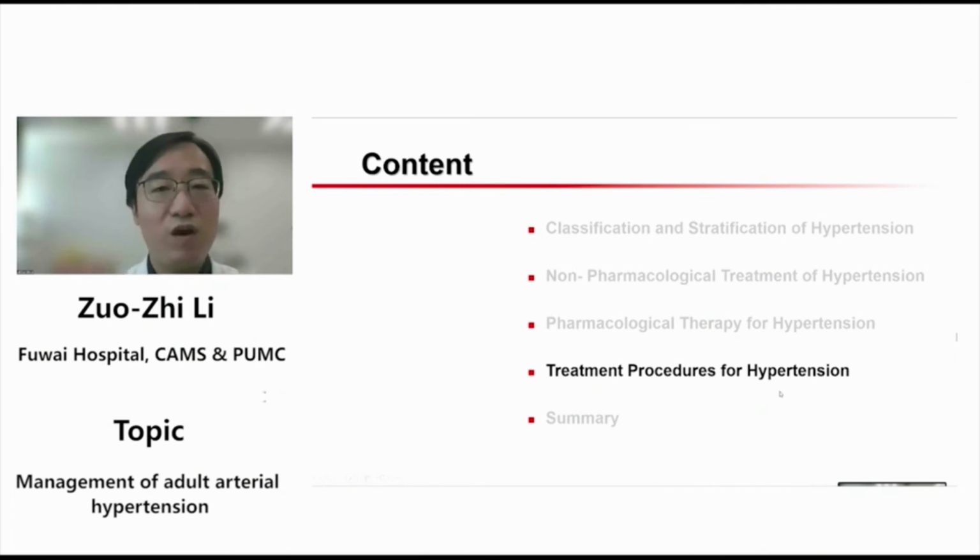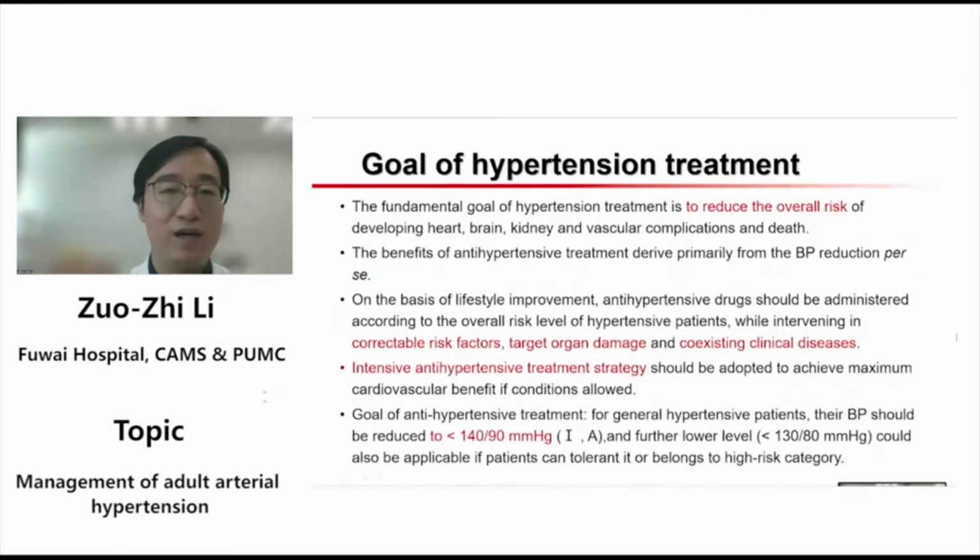So the goal of hypertensive therapy is to reduce the overall risk of developing heart, brain, kidney, and vascular complications, and also to reduce the overall death rate. The benefit of antihypertensive treatment derives primarily from the blood pressure reduction per se, and lifestyle improvement or interventions is the basis of hypertensive therapy.